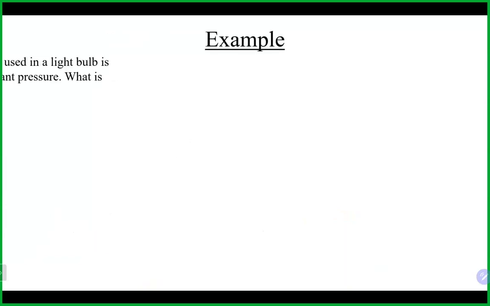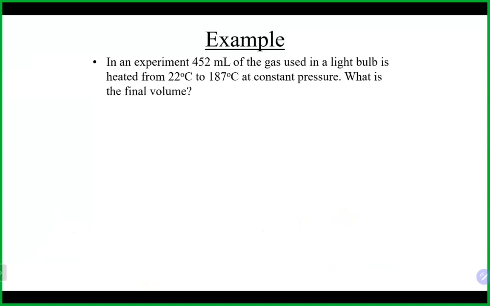All right, so let's take a look at some here. In an experiment, 452 milliliters of a gas used in a light bulb is heated from 22 to 187 degrees Celsius at constant pressure. What is the final volume? So take a moment and see what you come up with.